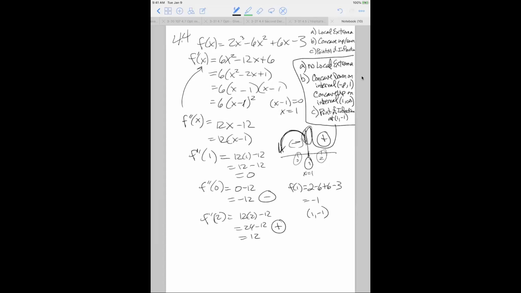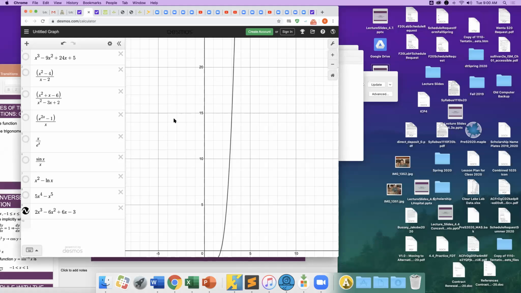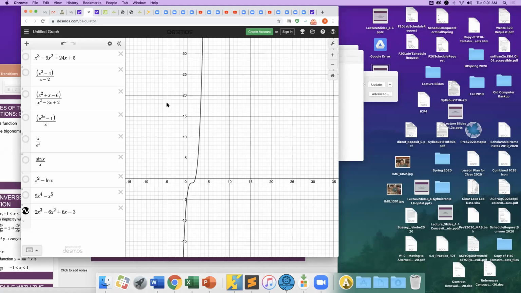So what does that graph look like if it's got no extrema? I mean, it's got a point of inflection, but there's no local extrema. There's no local max, local min. What does that look like? So let's take a look at what we're talking about here. I want to go to Desmos, right? So if I want to go to Desmos, I get what the graph looks like.